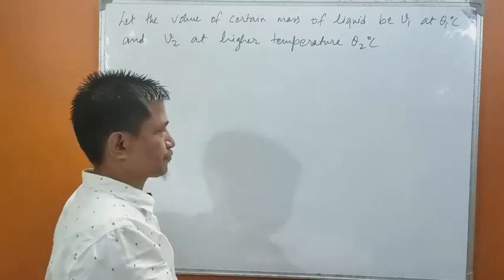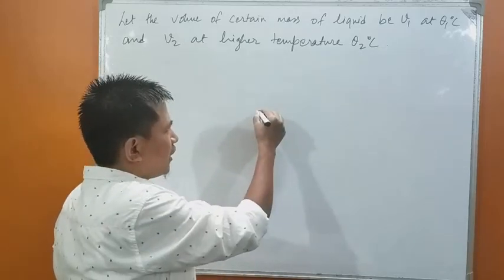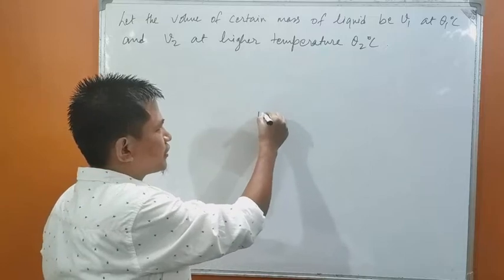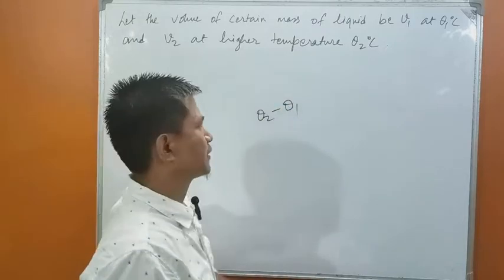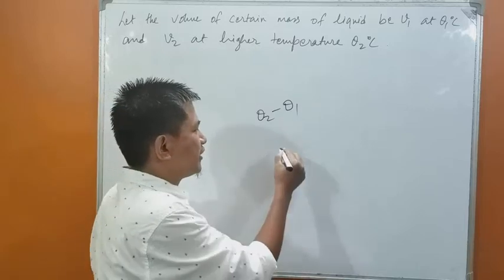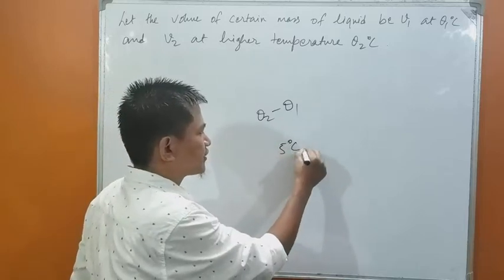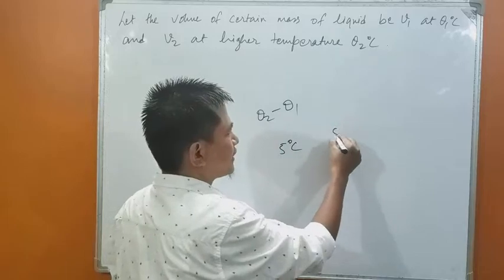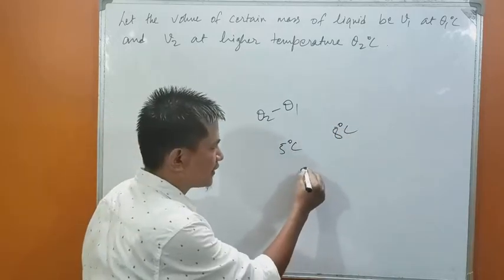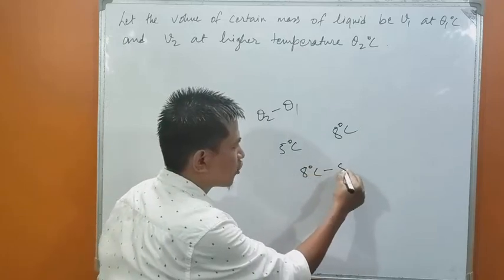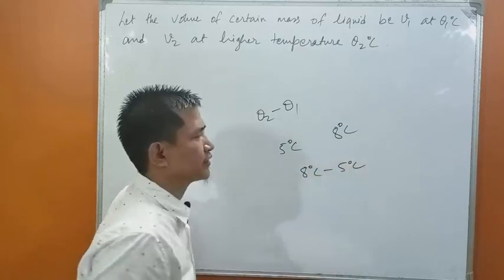So, rise in temperature is how much? Theta 2 minus theta 1, isn't it? Let me explain. Originally, the temperature was 5 degrees Celsius. Now, the new temperature is 8 degrees Celsius. So, rise in temperature is 8 degrees Celsius minus original temperature 5 degrees Celsius, isn't it?